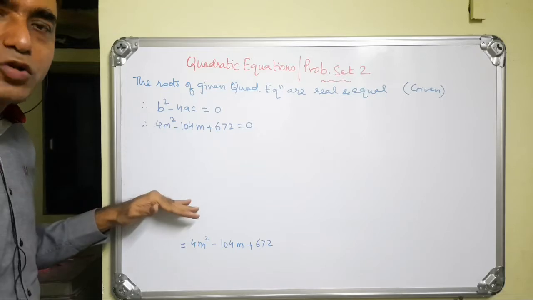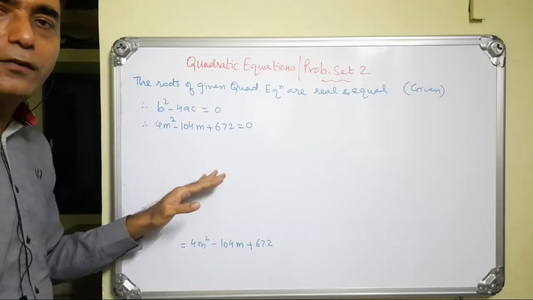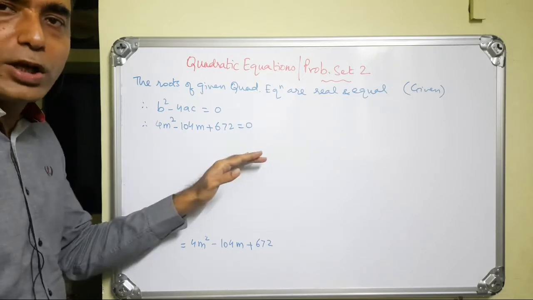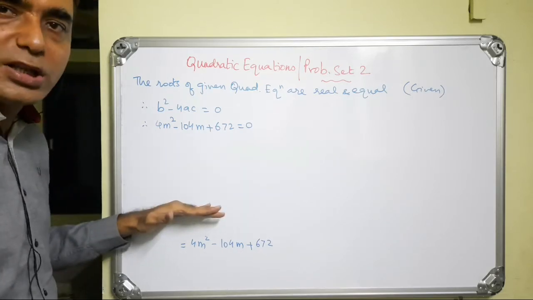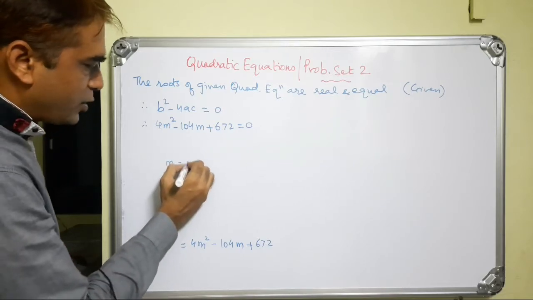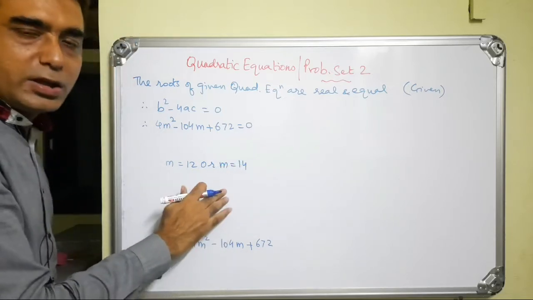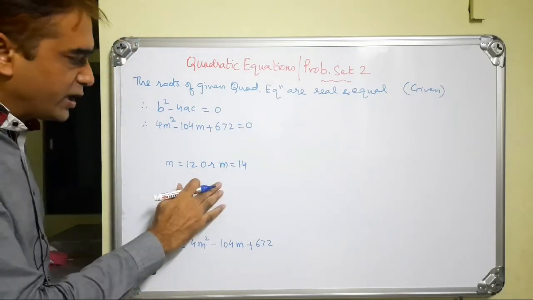Now you will solve this quadratic equation. First of all, you will divide each term by 4, dividing the whole equation by 4, then you will solve this equation. After solving the equation, you will get m equals 12 or m equals 14. These solutions, these roots you will get.